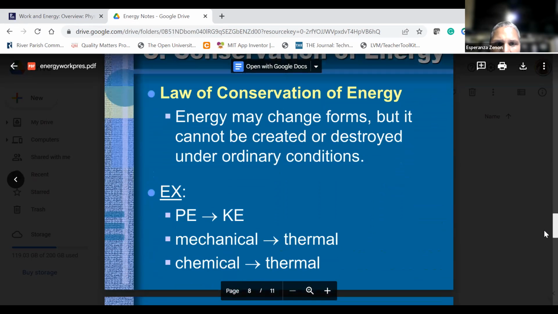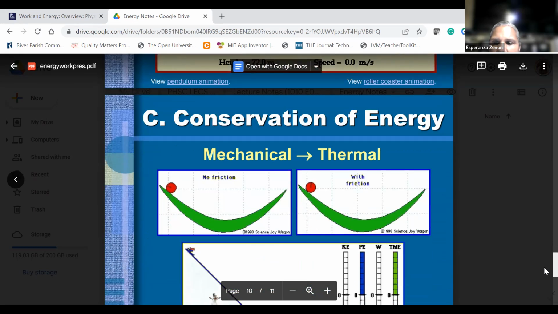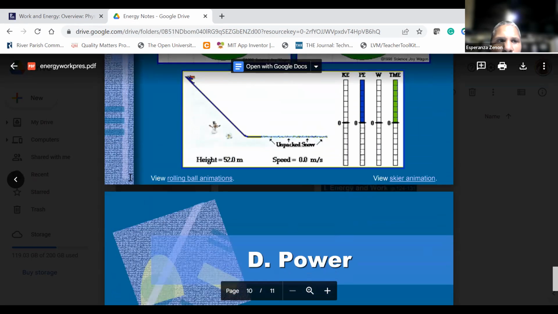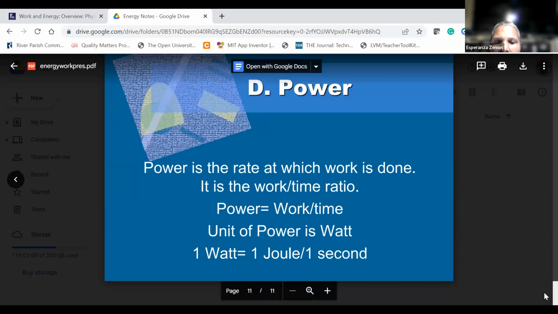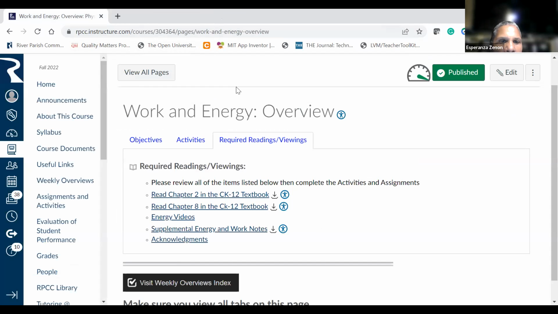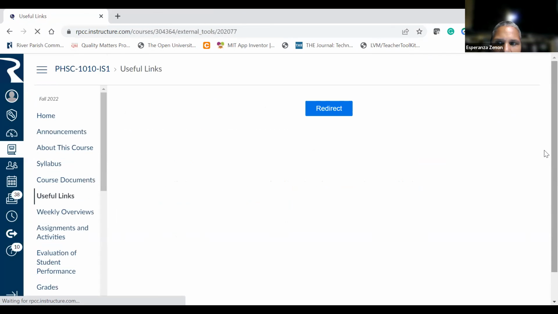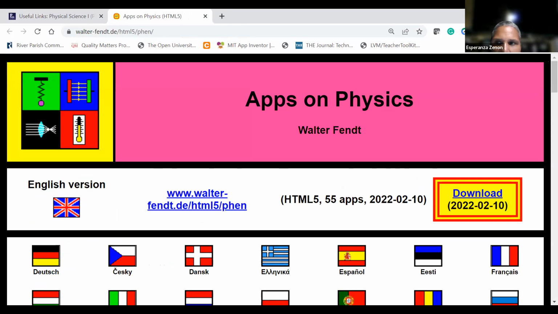Okay. And then the rest of this talks about conservation of energy, gives some visuals. I'm going to take you out to a site to show you some actual animations here in a moment. And then they finish up by talking about power, the rate at which work is done, and the unit of power. Okay, so let me take you out to under useful links. We'll go back to our simulators. Okay, back to our simulators.